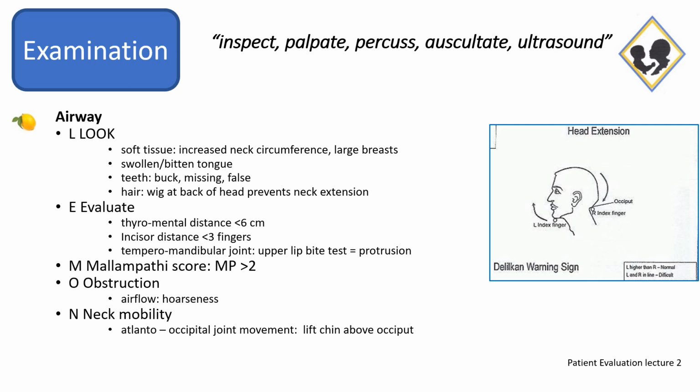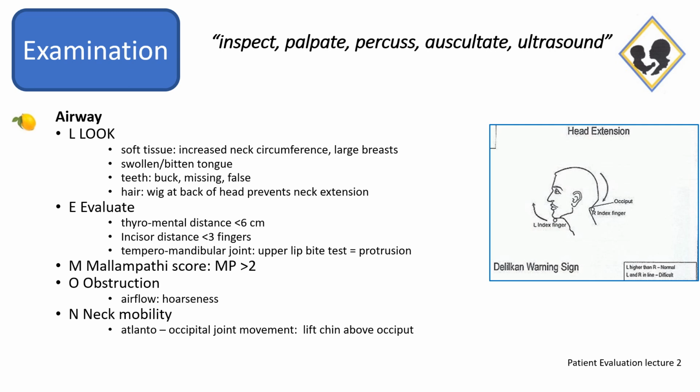The airway examination is part of every spinal anesthetic and every general anesthetic that you will perform. So there are many ways of performing the airway examination. One of them is the sort of acronym LEMON approach with look, evaluate, Mallampati, obstruction, and neck mobility. And in there, start systematically. It doesn't really matter how you do it.